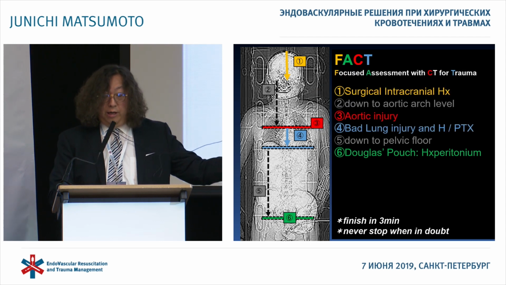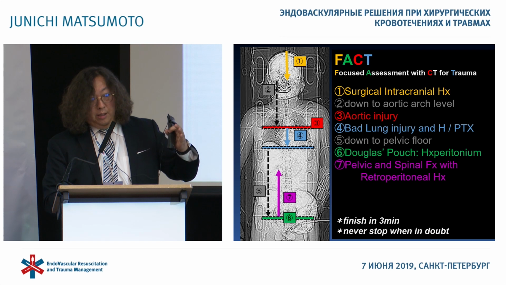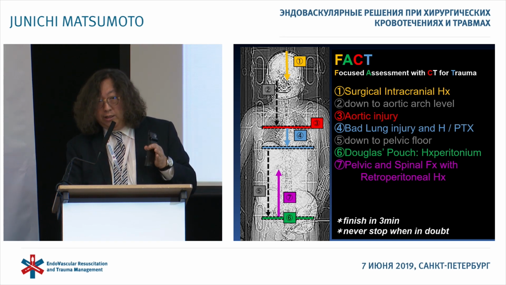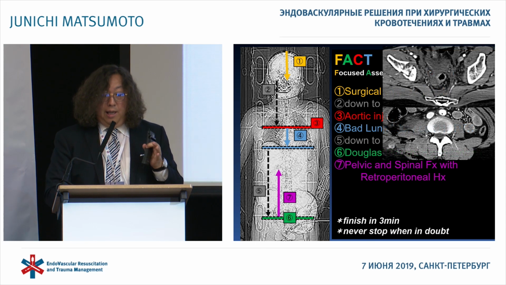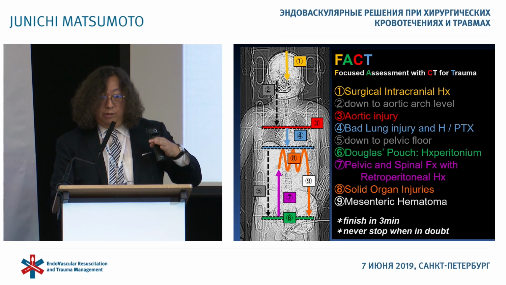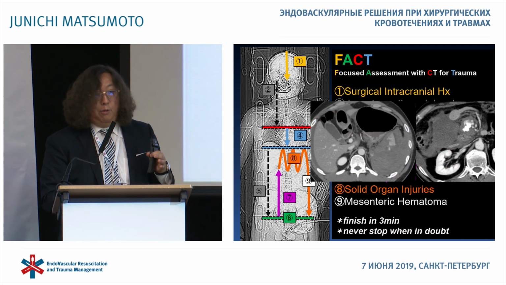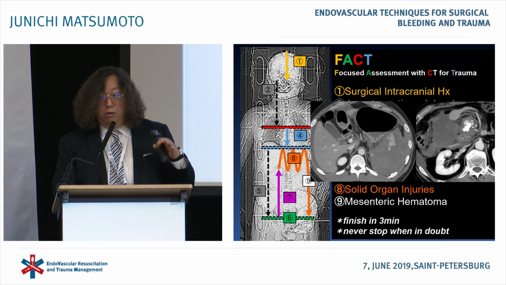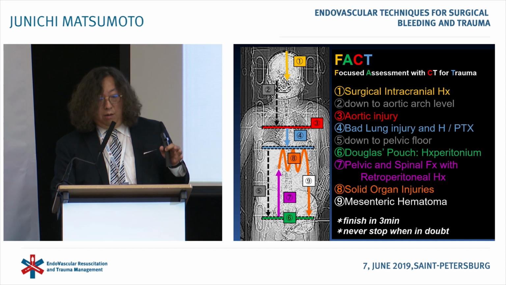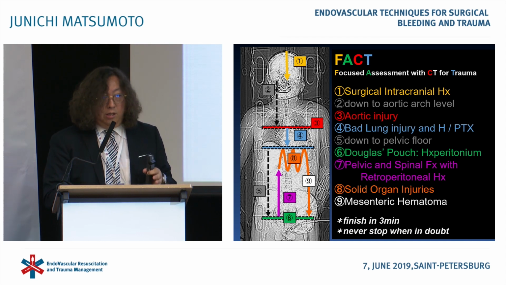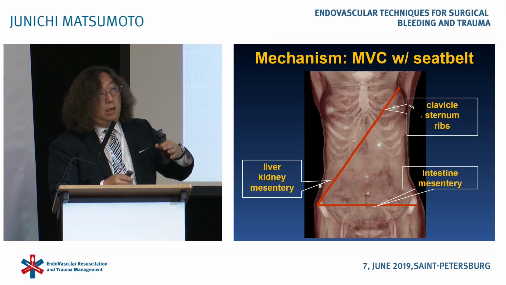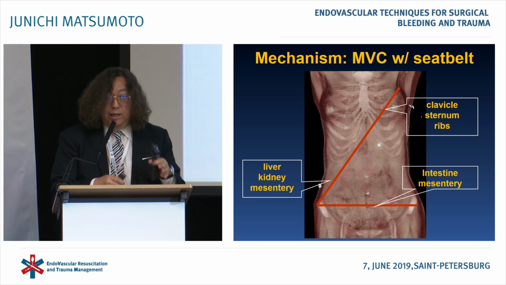Then retrogradely, we go up to evaluate pelvic fracture and retroperitoneal hematoma, which is not evaluated in the primary survey. After that, we finally evaluate solid organ injuries and mesenteric hematoma. The important thing is you have to finish the whole evaluation process in 3 minutes and not stop even when you're in doubt. If you can do that, you can make a rough decision during the examination.